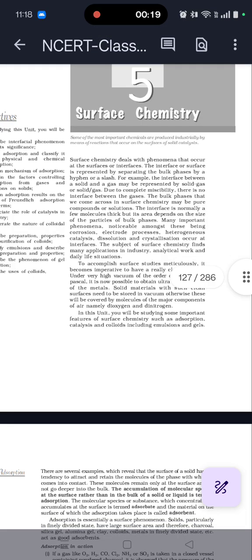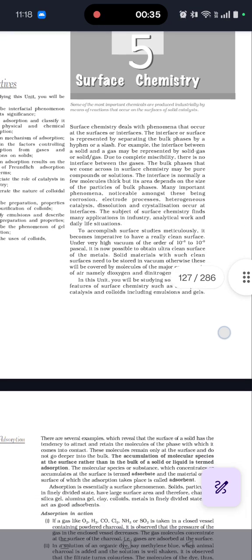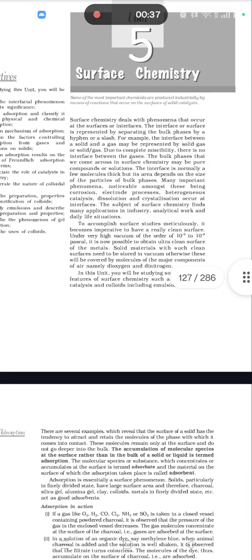Surface chemistry deals with the phenomena that occur at the surface or interfaces. The interface or surface is represented by separating the bulk phases by a hyphen or a slash. For example, the interface between a solid and a gas may be represented by solid/gas or solid-gas. Due to the complete miscibility, there is no interface between gases.